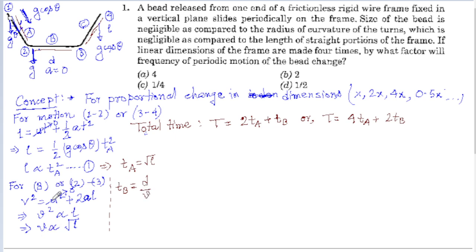Now again we are seeing that for the segment 2 to 3, this velocity is proportional to root L, so we can write tb is proportional to d divided by root L. Now for finding the total time taken, the equation appears in the form t equal to 4ta plus 2tb, or t equal to 2ta plus tb, etc. Here 1, 2, 4 all are constants of proportionality.